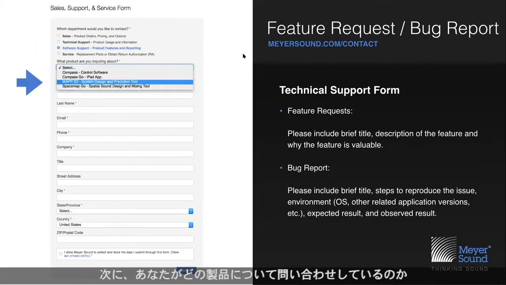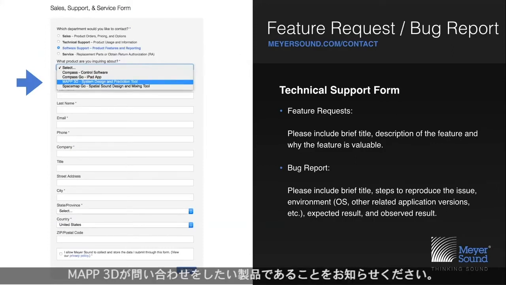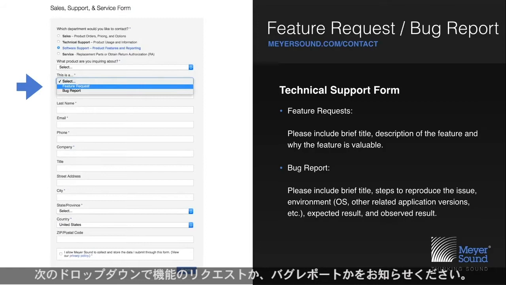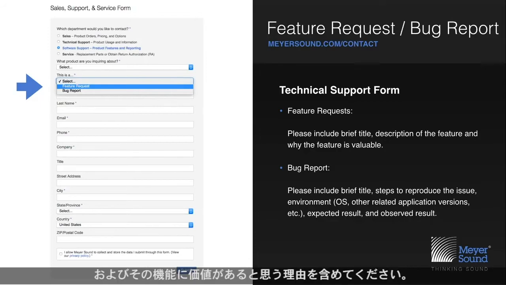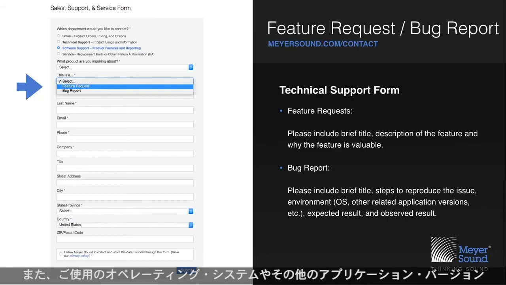Then we would like you to inform us what product you are inquiring about. And obviously, being MAPP 3D, this is the product that you want to make an inquiry about. And then the next drop down menu asks you to inform us whether it's a feature request or a bug report. It's pretty self-explanatory. If you want to request a feature, please include a brief title and a description of the feature and why you think it's valuable. Whereas if it's a bug report, then please include a brief title and the steps to reproduce the issue. And please provide as much information as possible regarding your operating system and other application versions.